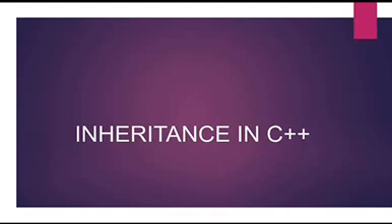Inheritance is a process in which one object acquires all the properties and behaviors of its parent object automatically. That means in C++, the class which inherits the members of another class is called the derived class, and the class whose members are inherited is called the base class.